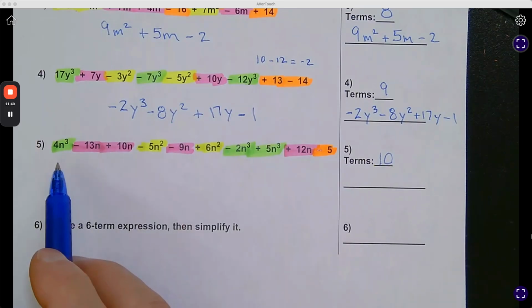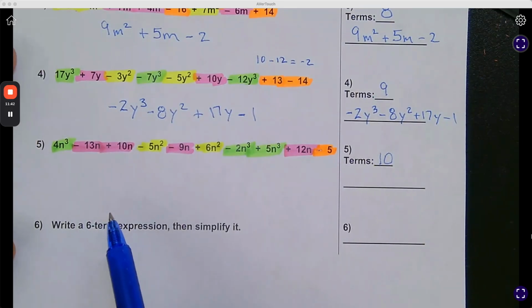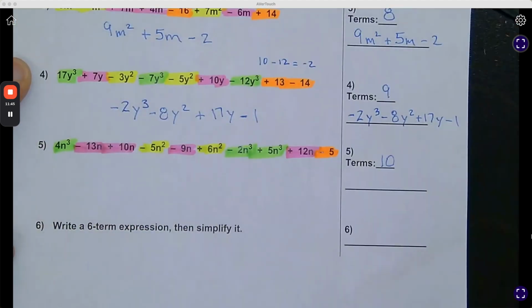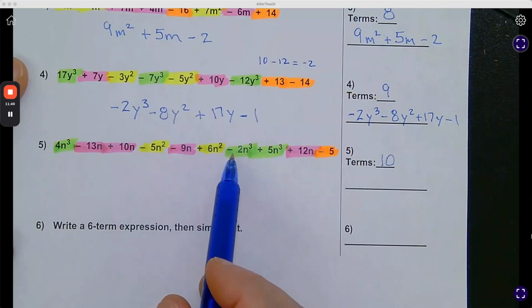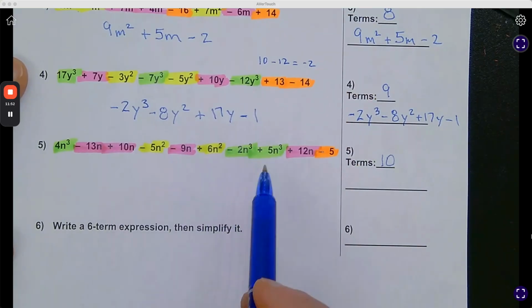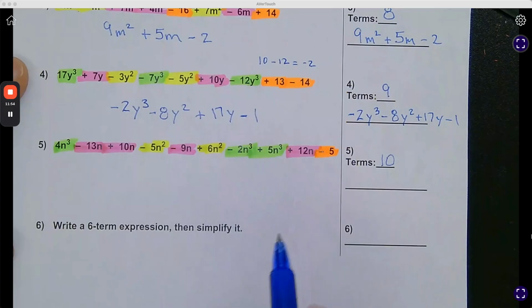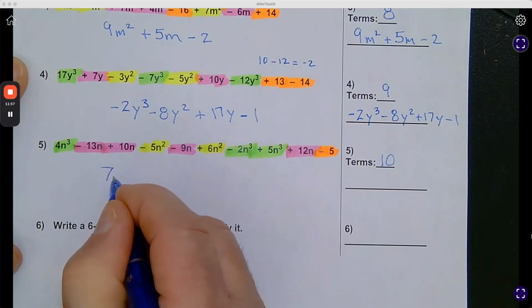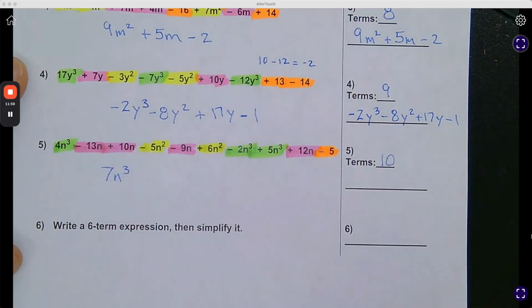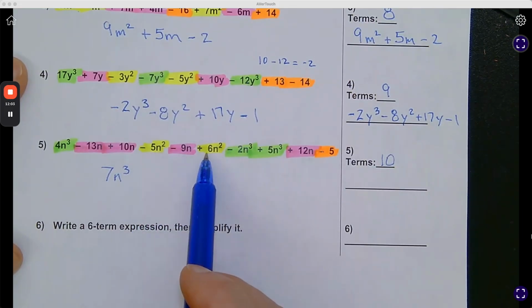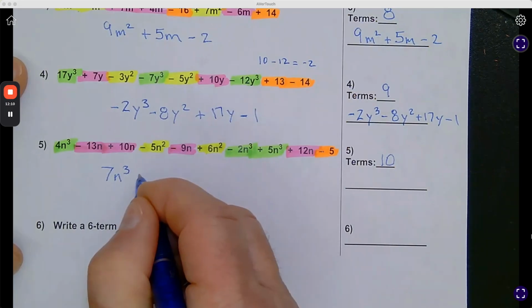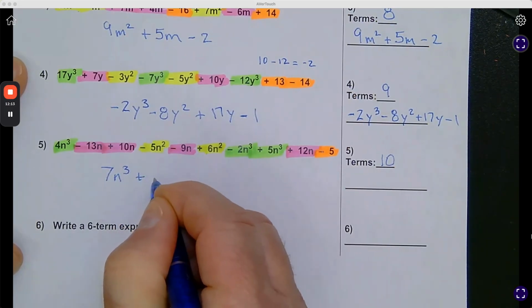Let's start with the n cubes, because that's going to be the first term in our final answer. So what I notice is that I have 4 of them, minus 2. So 4 minus 2 is 2 plus 5. 2 plus 5 is lucky number 7. That's right. Okay, now I'm going to do n squared: minus 5 plus 6. Do I have more negatives or more positives? I have more positives. Correct. How many? I have one more positive. So that's plus 1 n squared.